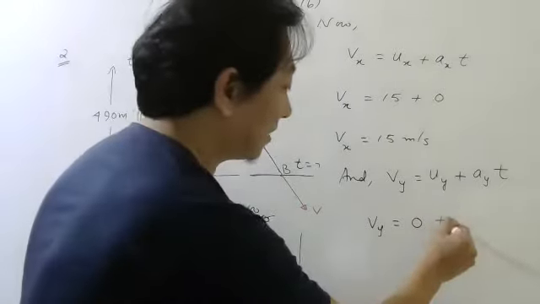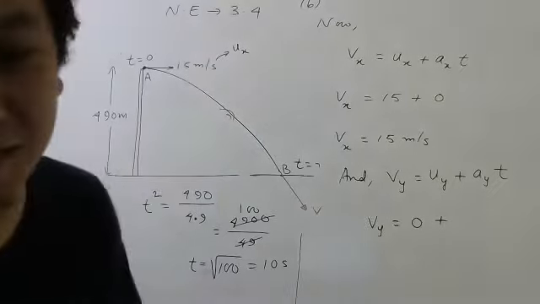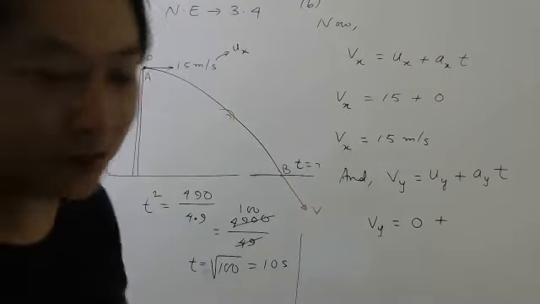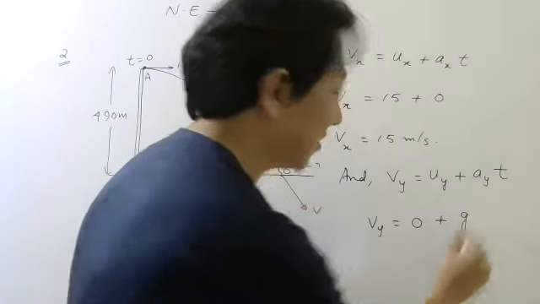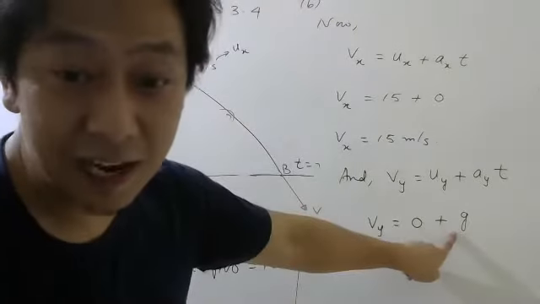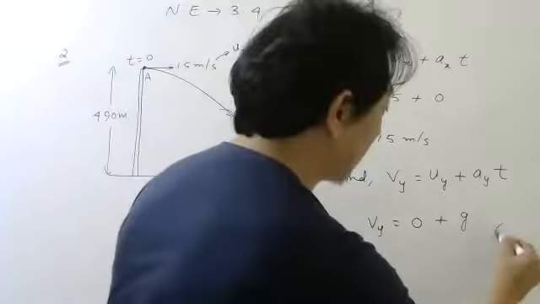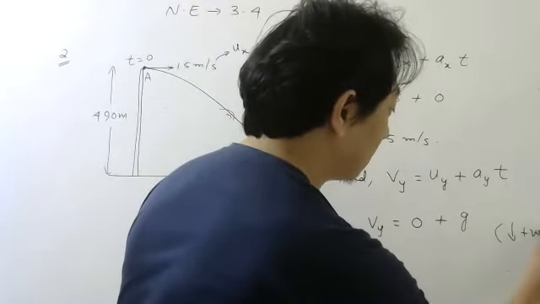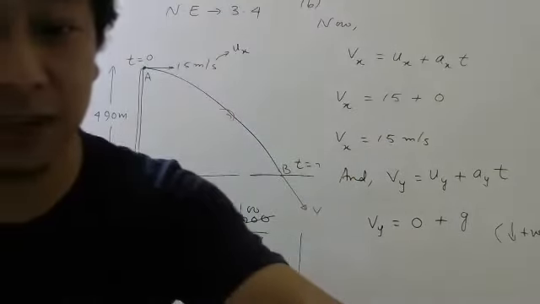What is the acceleration along the y-axis? Now you can say g. 9.8 also you can write. Now I wrote plus g, right? Since I wrote plus g, it means I have taken down as positive. Down I have taken as positive.